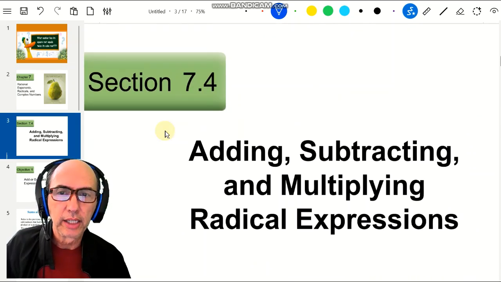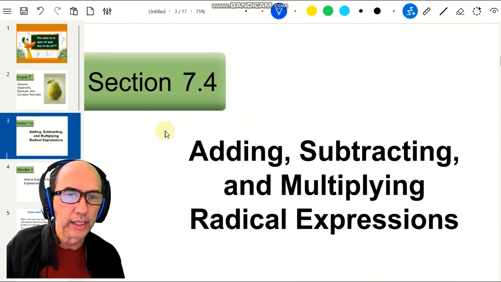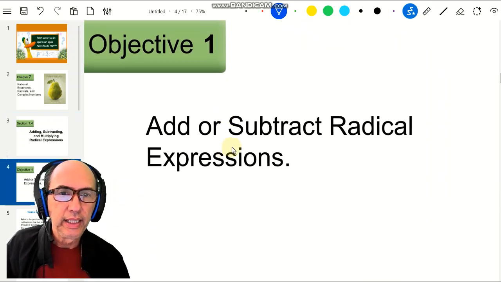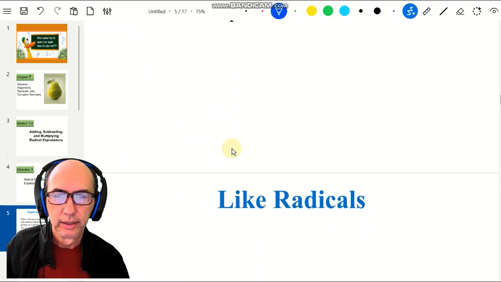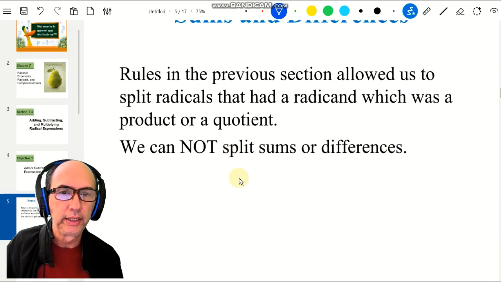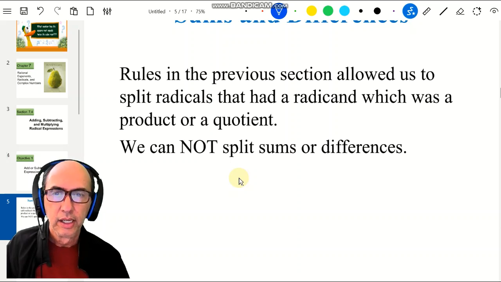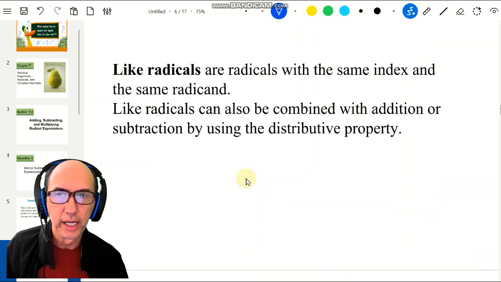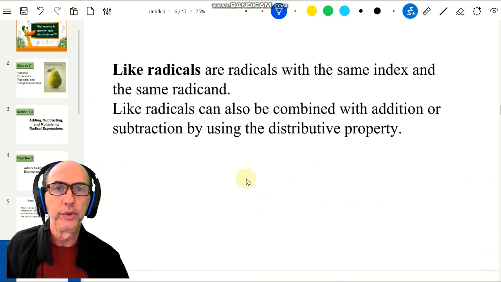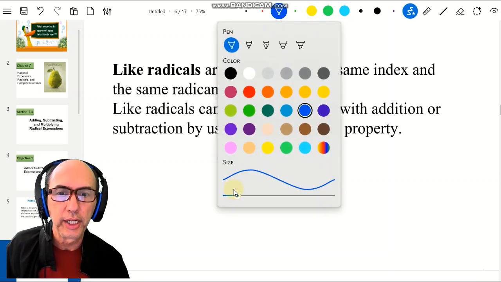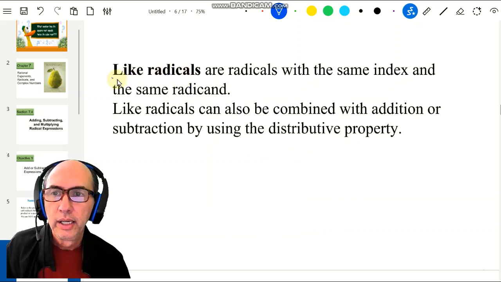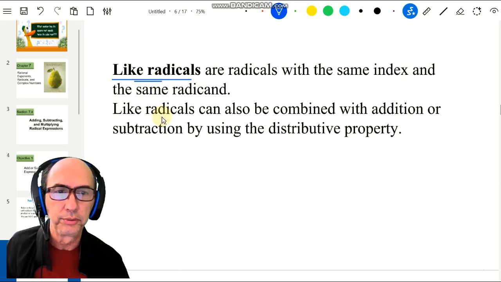Okay, let's talk about section 7.4, adding, subtracting, and multiplying radical expressions. First, adding or subtracting. Look, we cannot split sums or differences. We cannot do the same thing as we have done with multiplication. What we can do when we are adding or subtracting radical expressions is combine like terms. We will combine like radicals.